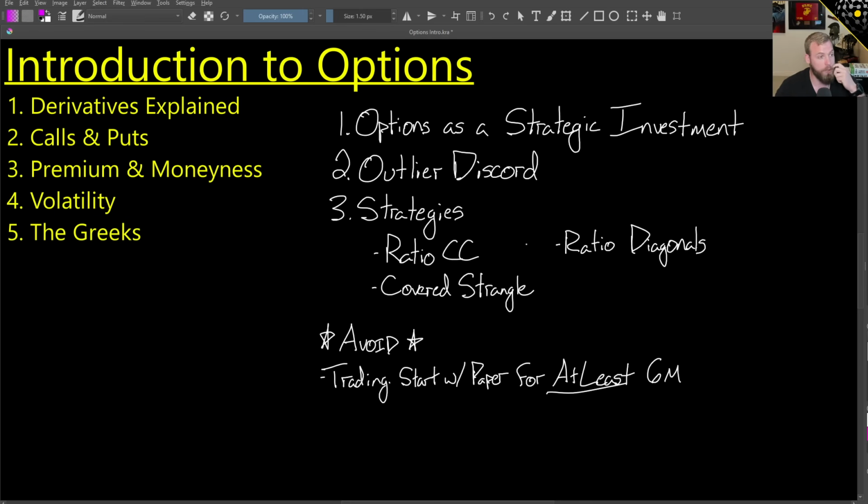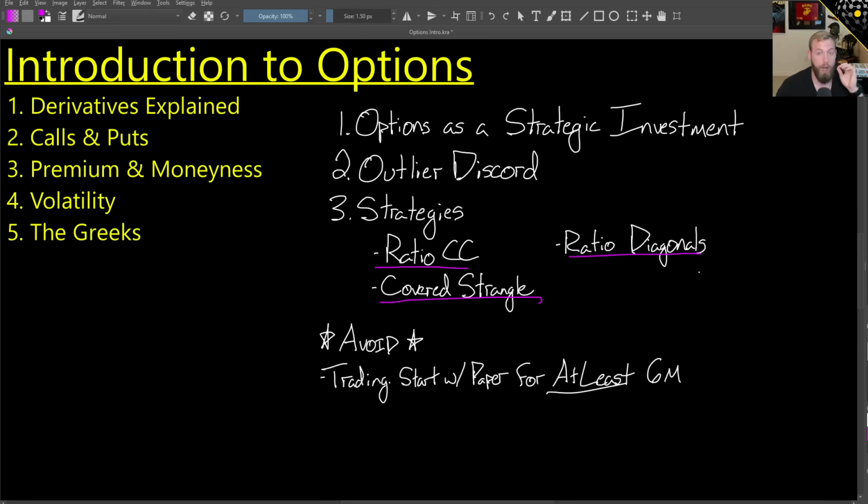So beyond going through the homework that I shared throughout the video, I think you should start looking at some simple strategies. Something like a ratio covered call, link in the video description below. The covered strangle, same. Ratio diagonals, also same.